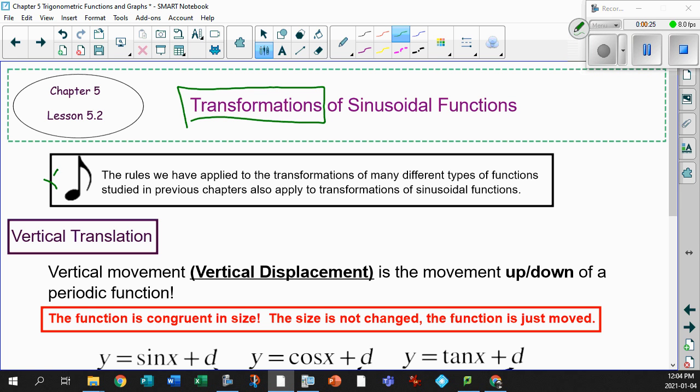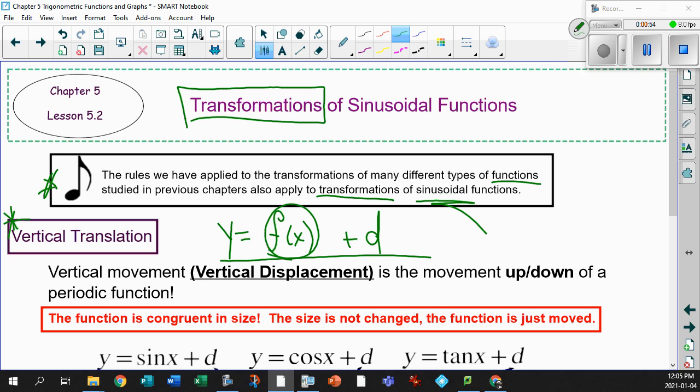Look, the rules that apply to transforms of many types of functions still apply to the transformations of sinusoidal functions as well. There's just a couple little tricks here. There's not much. So think about it. If you had some sort of y equals f of x, you can transform this. And since we're going to talk about vertical translations, we're moving up and down. You know from the original unit, this is taking a function and adding a value to it. We're going to call that value d. That d is going to move it either up or down based on its sign.